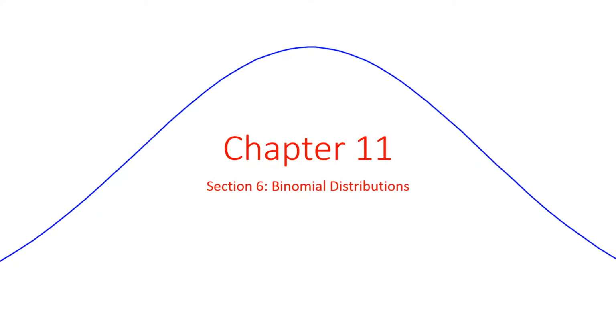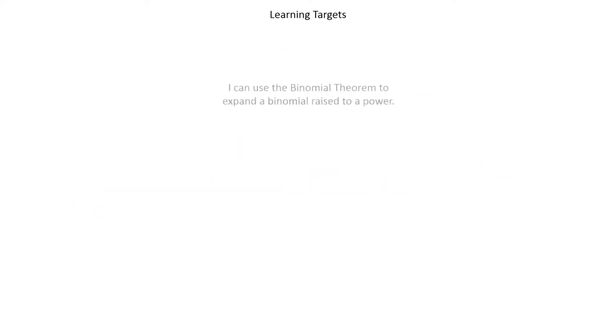This is the last official section of the chapter. We do have two more after this, however. So, let's look at our learning targets. First one, I can use the binomial theorem to expand a binomial raised to a power.